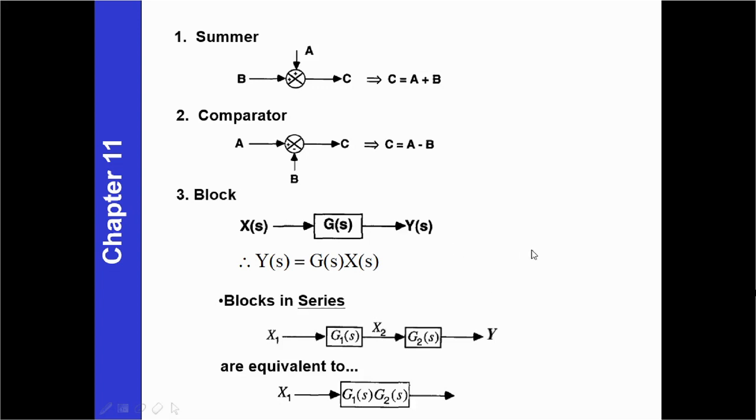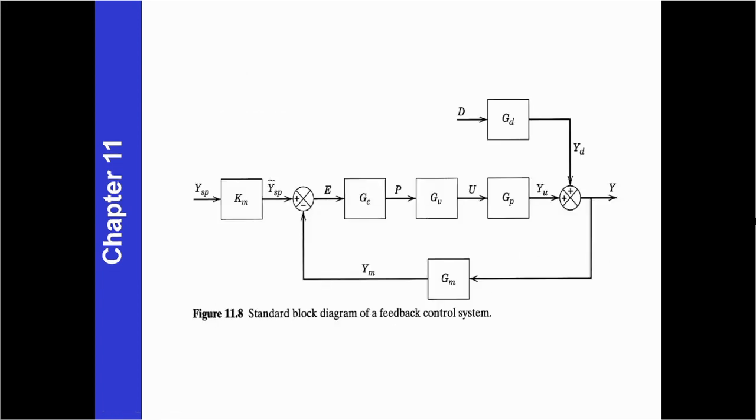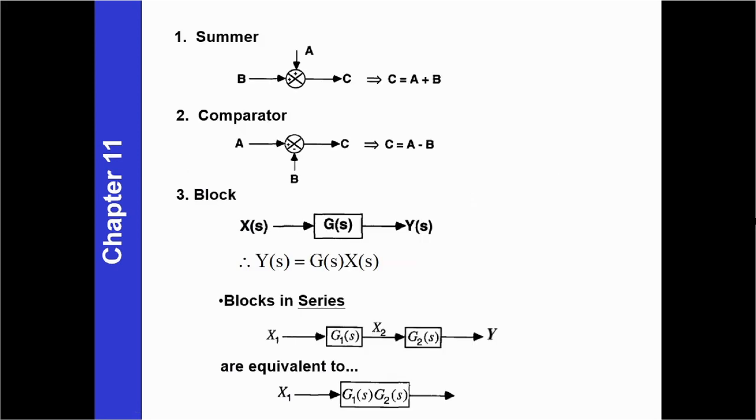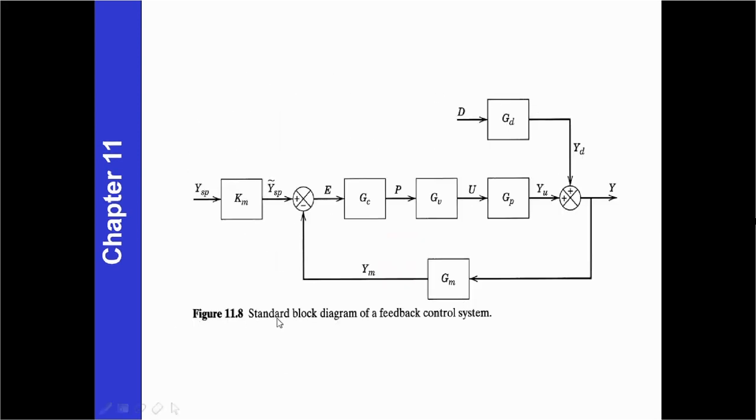So we look step by step here. That's ending up, you can clean up. From this one here, we clean up by looking at the transfer functions, and it becomes like this. So it becomes a standard block diagram of a feedback control system. We have the y set point, Km, y set point, a plus and a minus, E the error, Gc, Gv, Gp, and Y out. And here the plus in Y. And the feedback goes back through Gm and Ym coming back here. So this is the standard block diagram for this particular stirred blending tank.